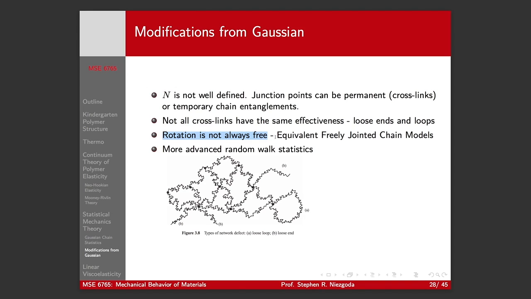So there are models out there that take bond angle and steric hindrance or other more advanced effects into account. And those go into a lot more advanced random walk statistics that we're going to talk about. But the general process is the same. It's just that they're working through the random walk model with different, more restrictive assumptions, which means that a lot of stuff doesn't cancel out the way it did for us.